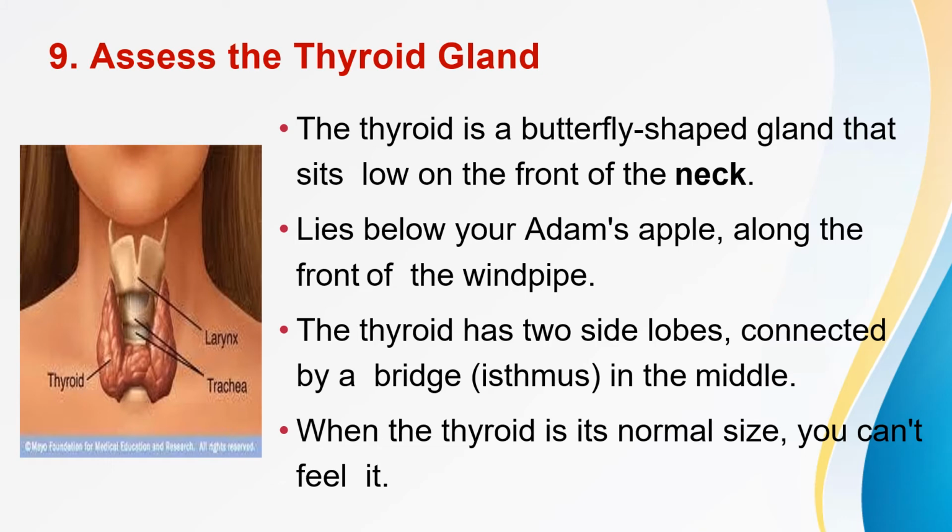Next one, after checking the trachea of the patient, now we would want to assess the thyroid gland. Remember that the thyroid gland is a butterfly-shaped gland that sits low in front of the neck and lies below your Adam's apple, along the front of the windpipe or the trachea. The thyroid has two sides or two lobes connected by a bridge, which is called the isthmus. So the right lobe and the left lobe are connected by the isthmus in the middle. When the thyroid is its normal size, you can actually feel it as you palpate.